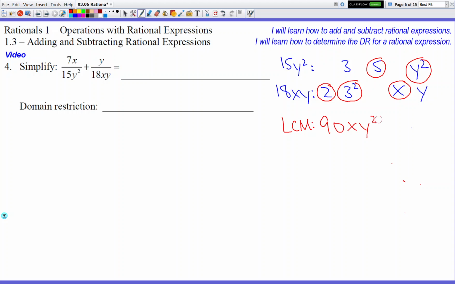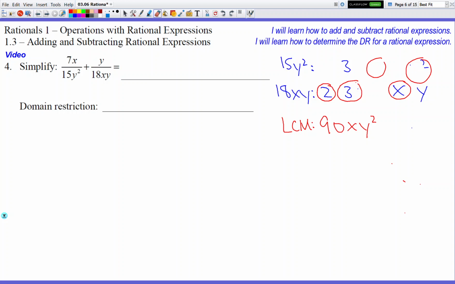So now the trick is we're going to have to turn 15y squared into 90xy squared, and we have to turn 18xy into 90xy squared. So we're going to do that exact same technique that I used earlier. We're going to erase what we need. Right now we're trying to make the left side into 90xy squared. So let's erase what it took to make 15. We're going to erase the 5, and we're going to erase the 3. So that makes it 15. And then we're going to erase the y squared.